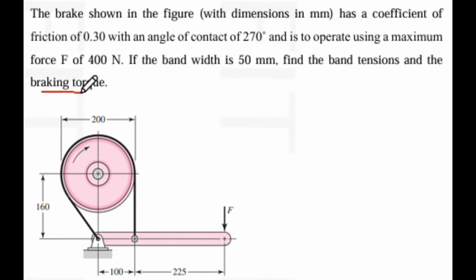Okay, what you need to find is the band tension. There will be two tensions, slack end and tight end. So the tension at these two bands is what you have to determine as the first question. Then you need to determine the braking torque. These are the two things you need to find.